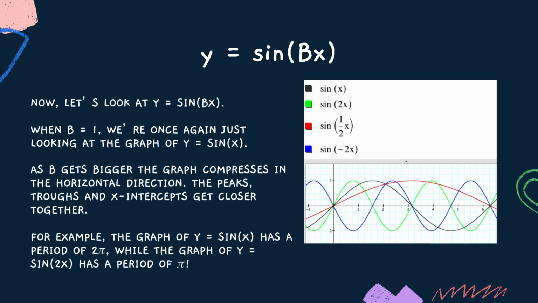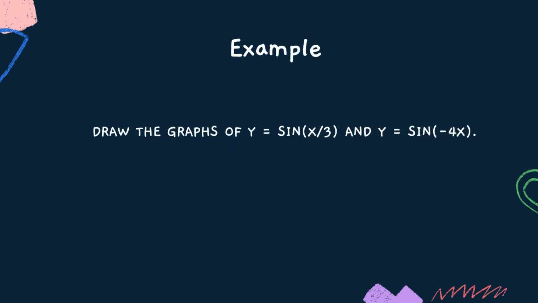As b gets smaller, the graph is stretched horizontally. Once b becomes negative, the graph gets reflected across the y-axis and then starts to stretch again as b gets more negative. For example, the graph of y = sin(−2x) is just the reflection of the graph of y = sin 2x across the y-axis. Try and draw the graphs of y = sin(x/3) and y = sin(−4x) here.